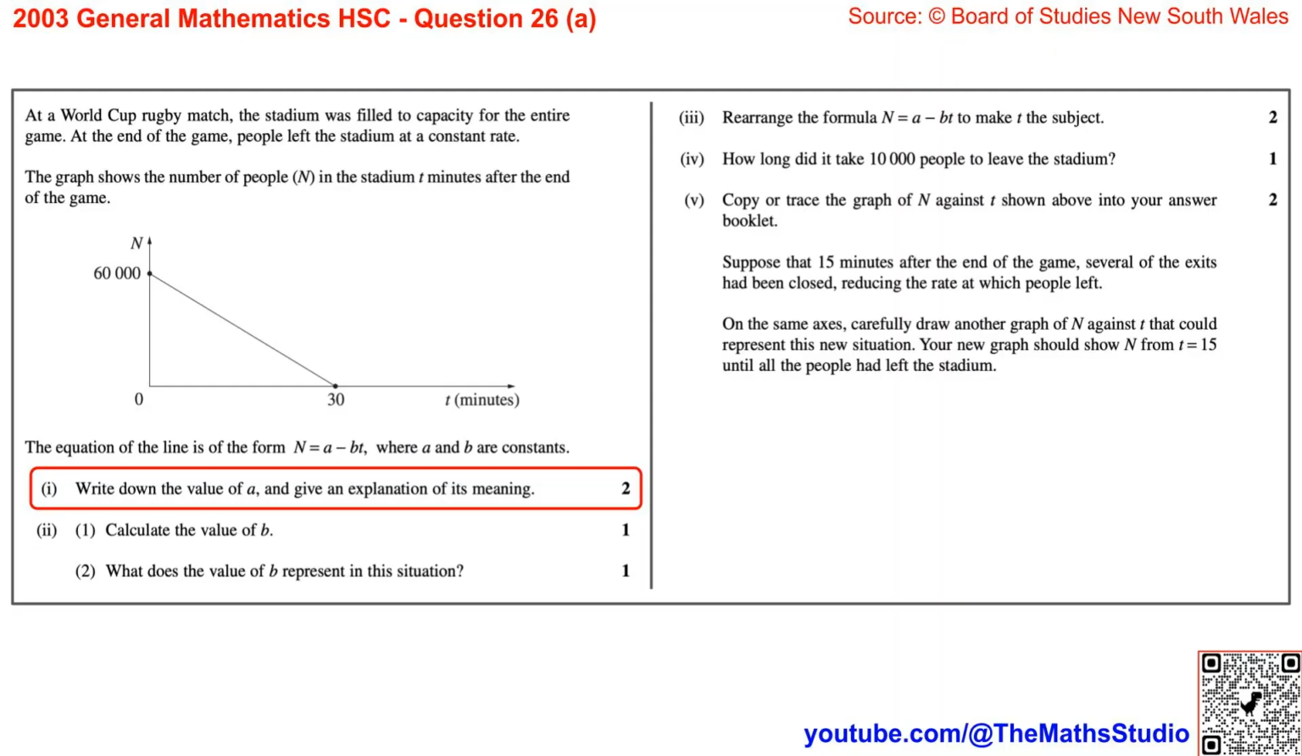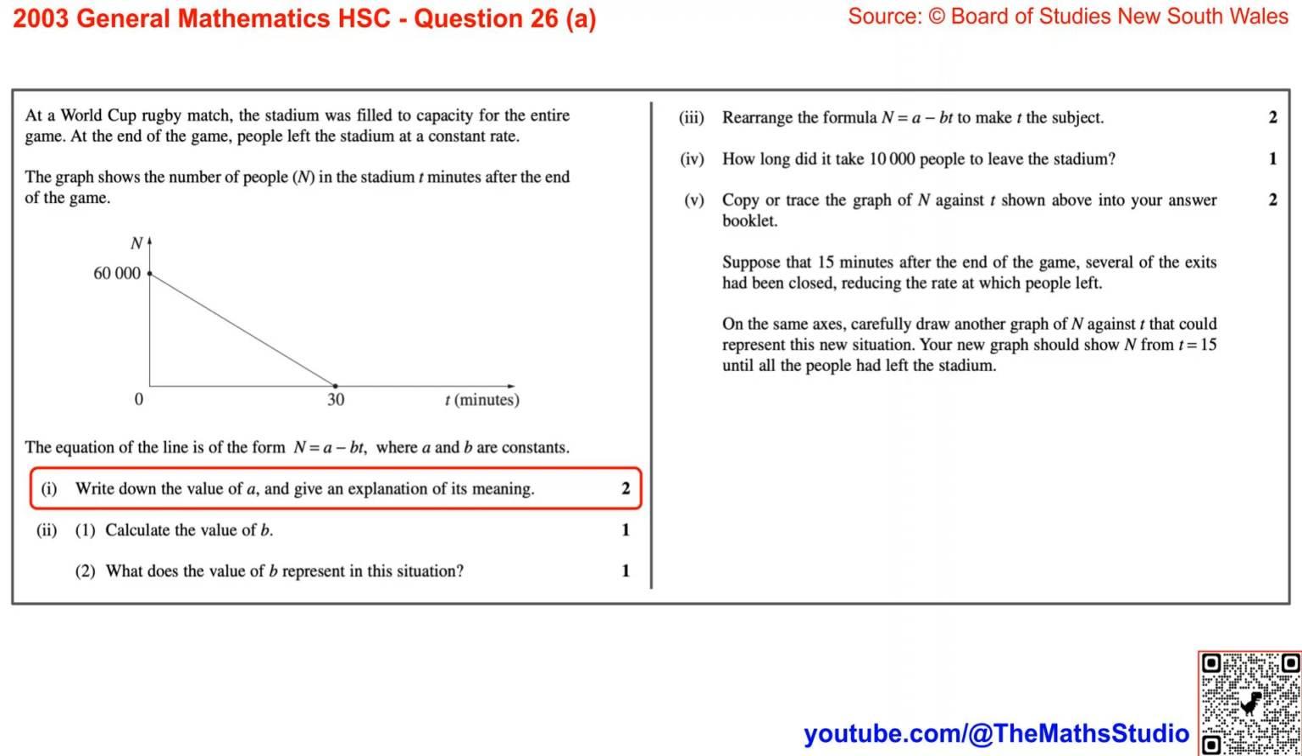Question 26, Part A. At a World Cup rugby match, the stadium was filled to capacity for the entire game. At the end of the game, people left the stadium at a constant rate. The graph shows the number of people, N, in the stadium T minutes after the end of the game. The equation of the line is of the form N equals A minus BT, where A and B are constants.